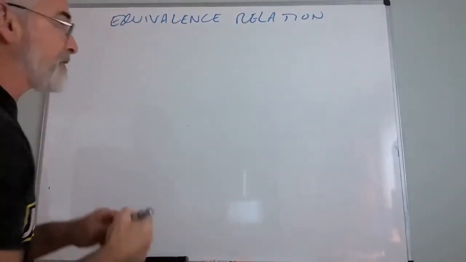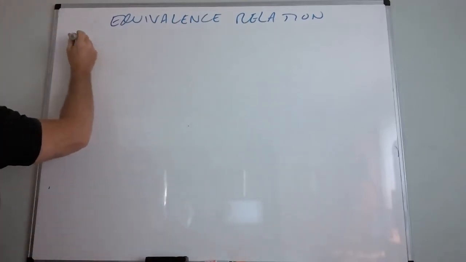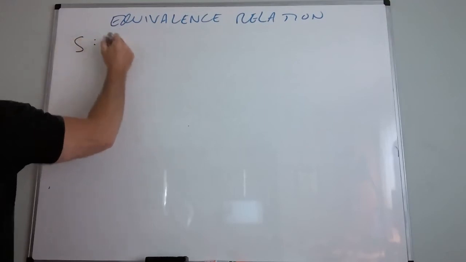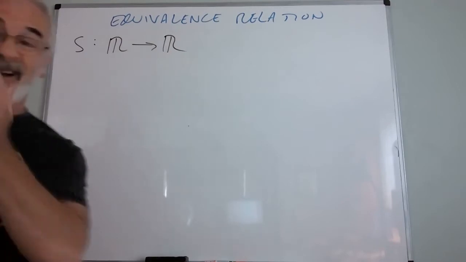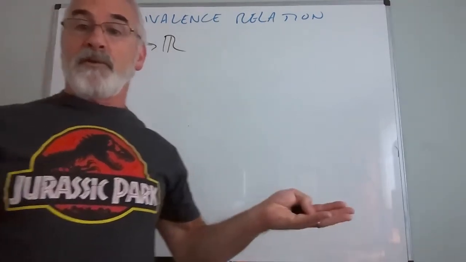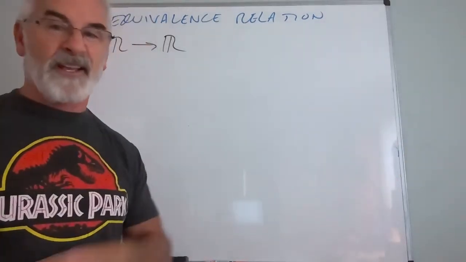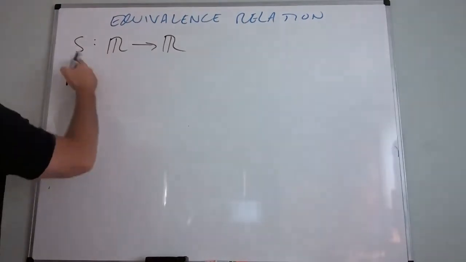I'm going to start with a relation. All right. So S is going to map the real numbers onto the real numbers. Some of you are familiar, this is sort of a linear algebra approach here. My input is coming from the real numbers. My output's coming from the real numbers. I'm not going to put any restrictions on this. All right. Now, here's the definition of S.